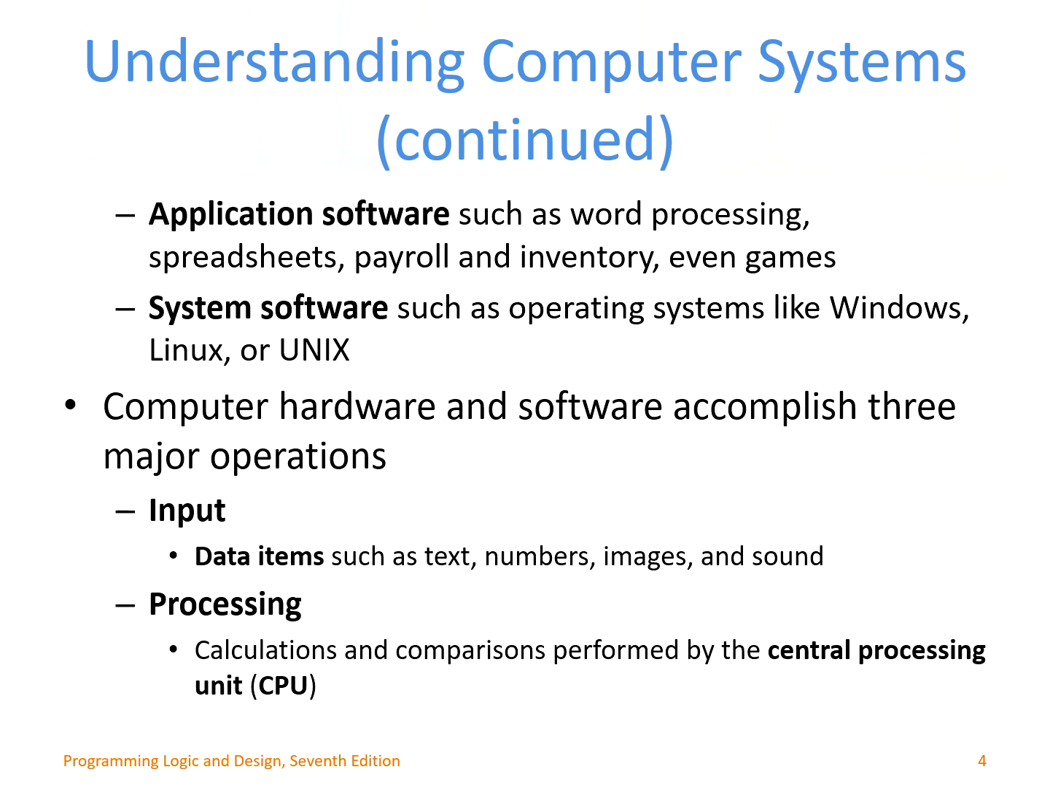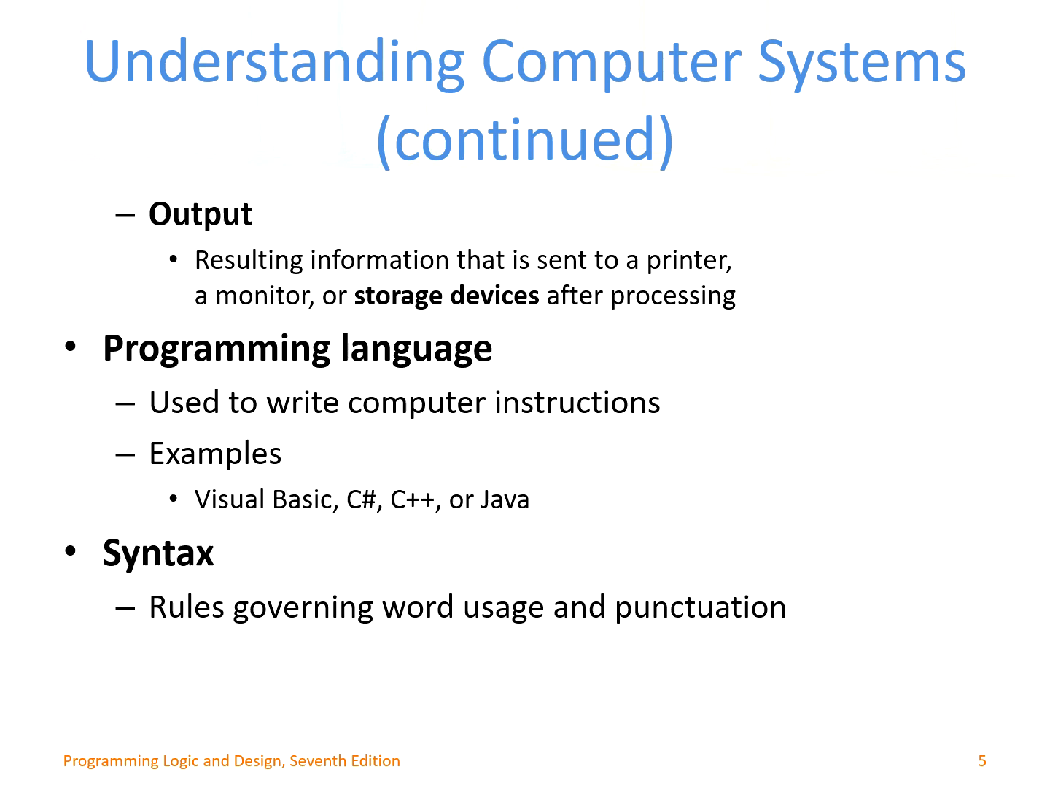There are three major operations in computer hardware and software. We have the input, data items such as text, numbers, images, and sounds. The processing, calculation, and comparisons performed by the central processing unit or the CPU. And last is the output, resulting information that is sent to a printer, a monitor, or storage device after processing.